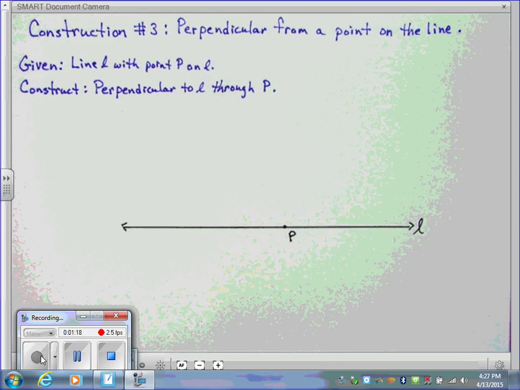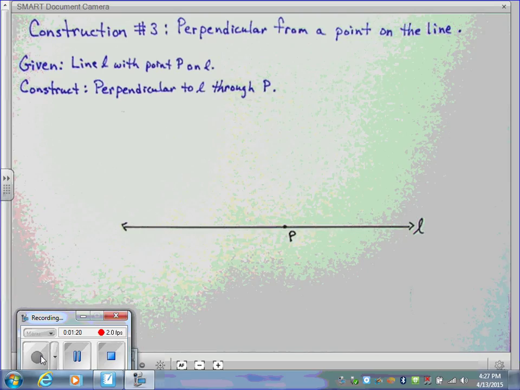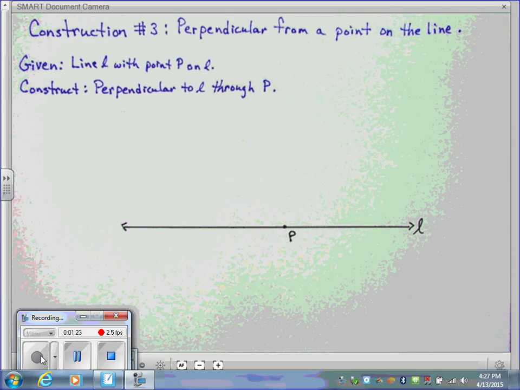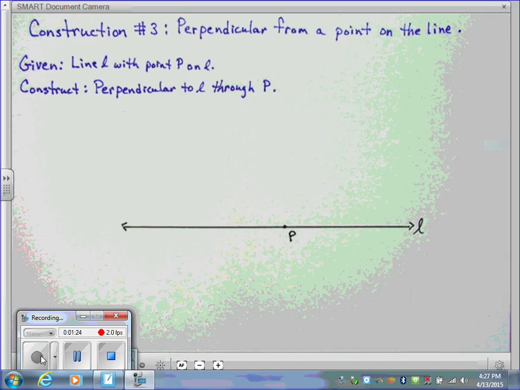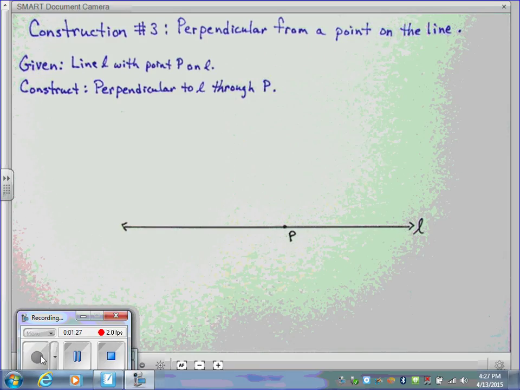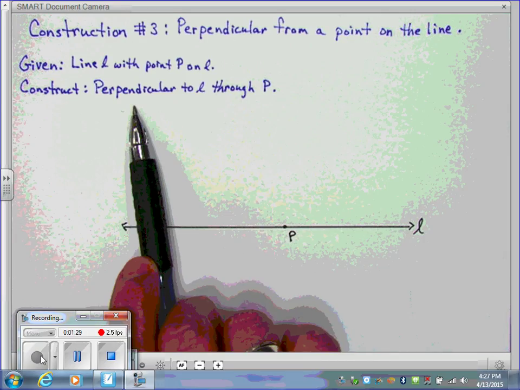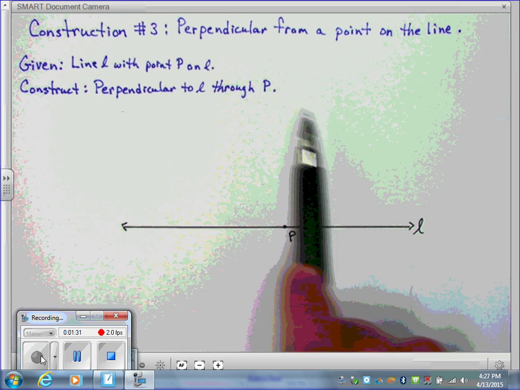Okay? So now we have our given. Most of the time on a worksheet, that would already be there. So here's a line with a point on it. And we are asked to construct the perpendicular to line L through P.